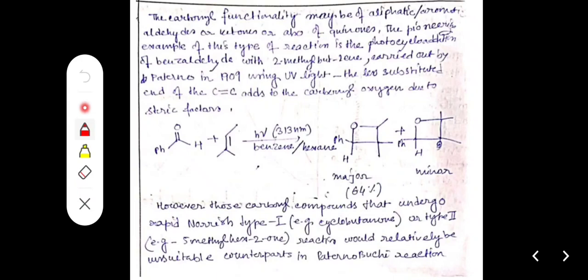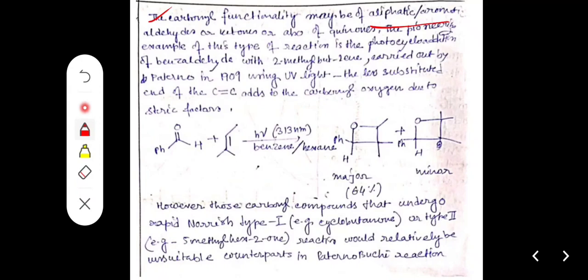Now consider the carbonyl functionality may be aliphatic as well as aromatic. Aliphatic means there should be any type of non-aromatic alkyl group or cycloalkyl group present. And aromatic means aromatic compounds are present. Okay, aldehydes, ketones, or also quinones.